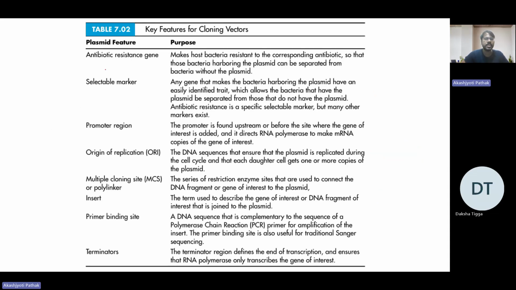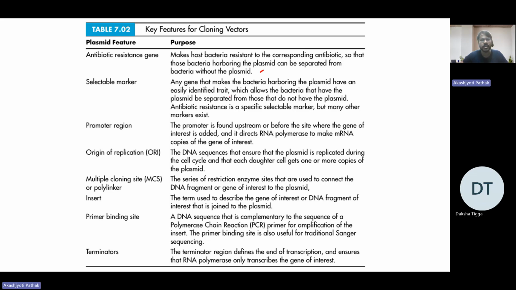So what are the key features? This figure is taken from one of the books, Molecular Biology book by P. Clark. So you can read what are the different features that must be present in a cloning vector. It must have an antibiotic resistant gene. It makes host bacteria resistant to the corresponding antibiotic, so that bacteria harboring the plasmid can be separated from bacteria without the plasmid. So when you are growing the bacteria in LB media, only those bacteria which have that particular resistance will grow. Other bacteria will not grow. The contamination is also removed if you are using this antibiotic in your media.